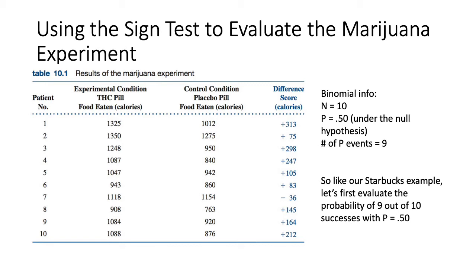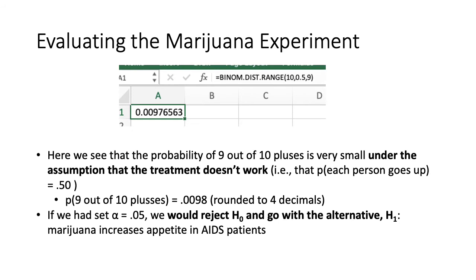What we need to do now is use the binomial distribution where N equals 10, P equals 0.5. Let's start by just evaluating the probability of our particular result: exactly 9 successes out of 10 with P equals 0.5. In Excel, we can do that with binom dist range. Note I'm only typing in 3 numbers: N equals 10, P equals 0.5, and just that experimental result of 9 pluses. I find that that probability is 0.0097, or we can round up to 0.0098.